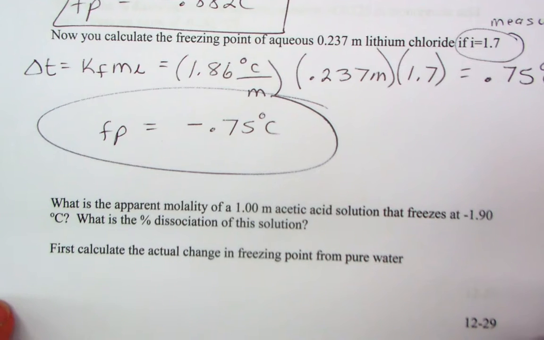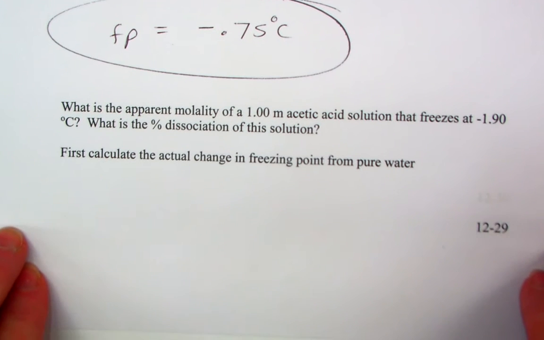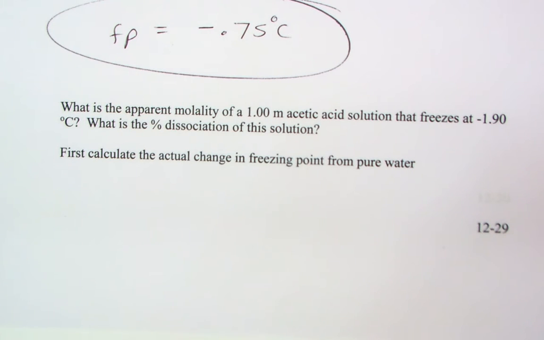Now let's look at something that's a little bit different using this idea of the Van't Hoff factor. What's the apparent molality of a 1 molal acetic acid solution that freezes at negative 1.90 degrees C, and what is the percent dissociation? What is acetic acid, chemically speaking, acid-base speaking?